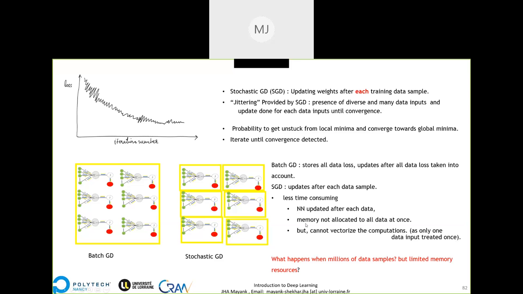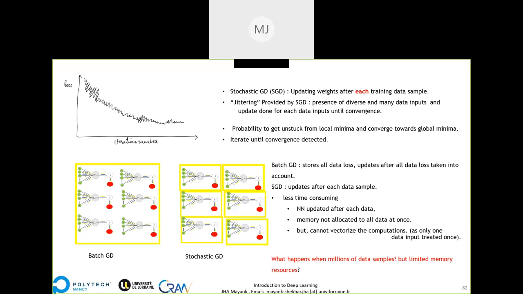So the neural networks are updated after each data. The memory is not allocated to all data at once, which explains why stochastic gradient descent is pretty much faster than batch gradient descent. But it cannot really vectorize the computations. So you cannot really make all the computations very fast with stochastic gradient descent. What's going to happen? You have millions of data, a lot of data, and you have limited memory. What's going to happen? Well, it's going to take a lot of time. So there has to be a trade-off.